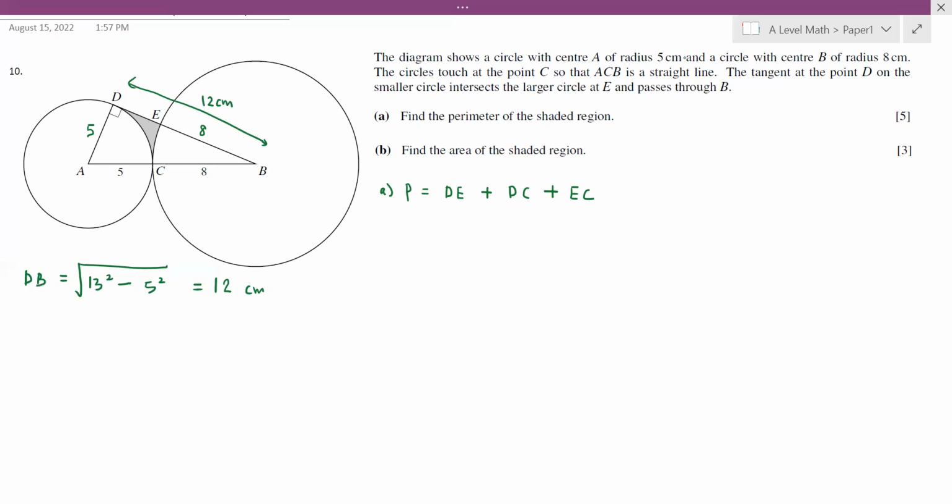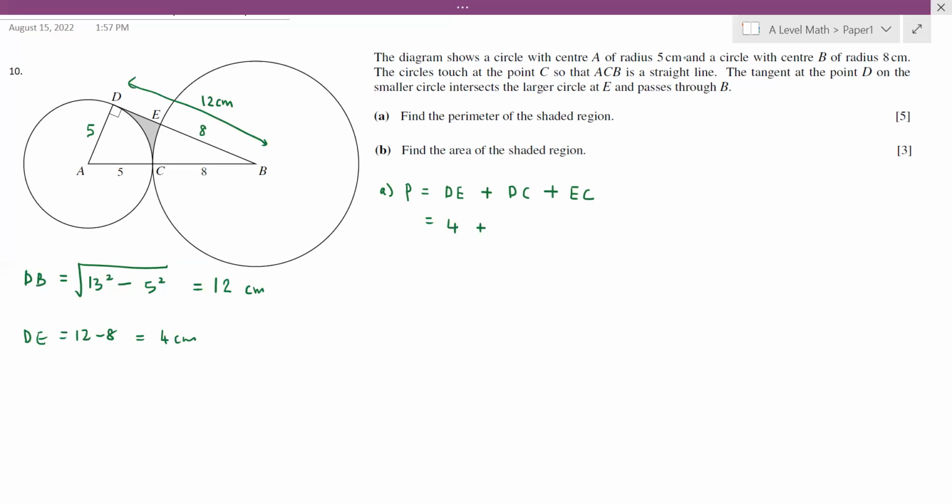Then DE would be 12 minus 8. So that is 4 centimeters. And for this perimeter, DE is 4. To find DC, DC is an arc length. Arc length is given by radius times this angle A here. So the radius times the angle A must be in radian. We need to find angle A.